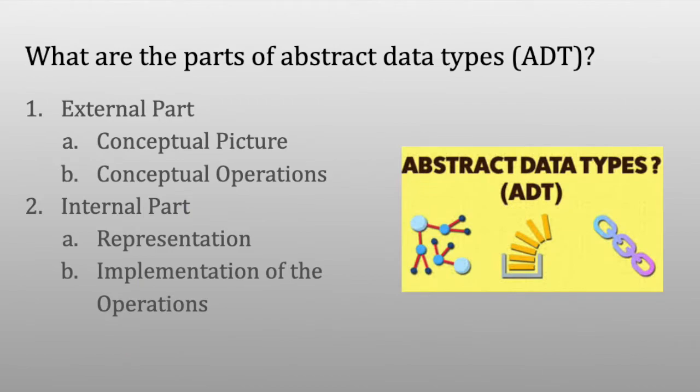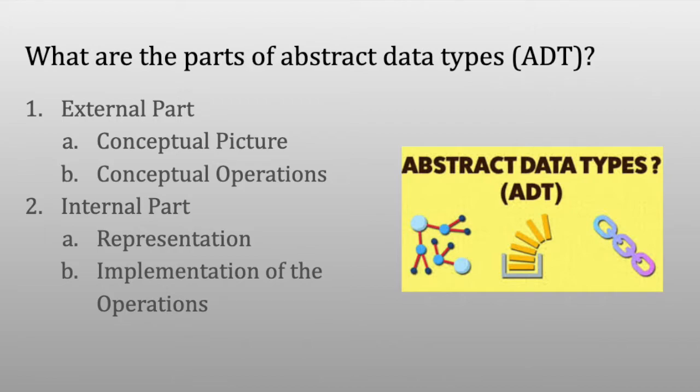So there are two parts to abstract data types. One is the public or external part, which consists of the user's view of what the structure of an object is and what the user can do with it, called the conceptual picture and the conceptual operations, respectively. The other part is the private or internal part, which consists of how the structure is stored, which is the representation, and how algorithms are used, which is the implementation of the operation.